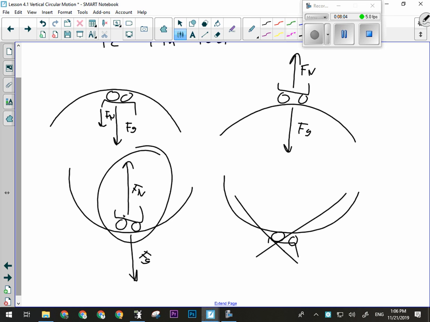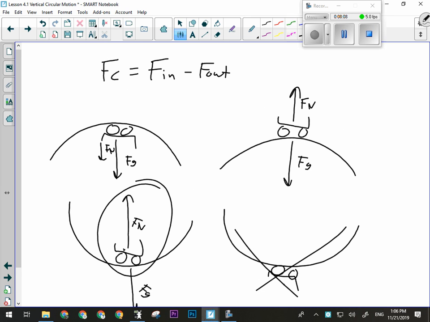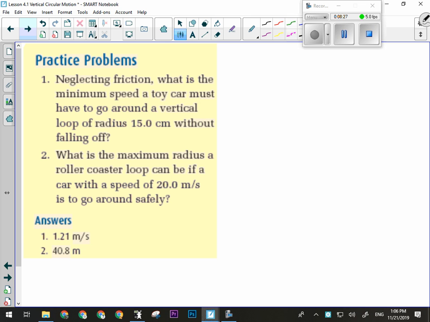All right, so those are the situations that we need to be familiar with. We need to remember that Fc equals forces in minus forces out for a vertical circle. We have to remember that Fn is often referred to as apparent weight. Okay? Those are the things we have to remember for vertical circles. Okay, since we just did a minimum speed one, don't forget about that one.